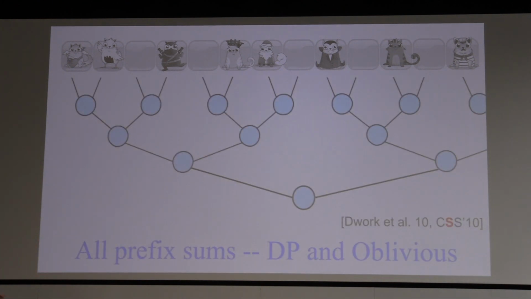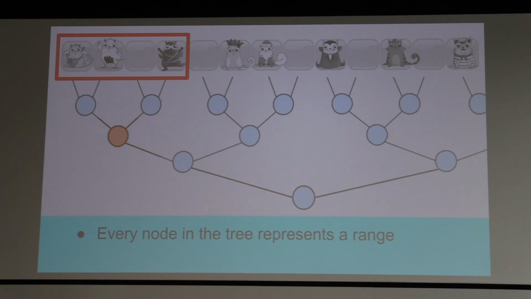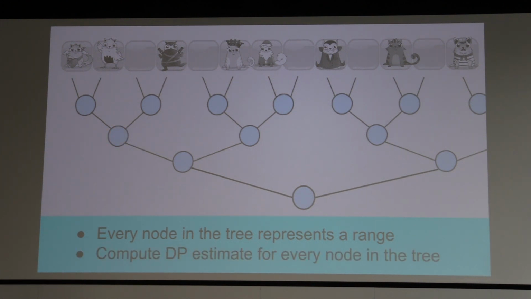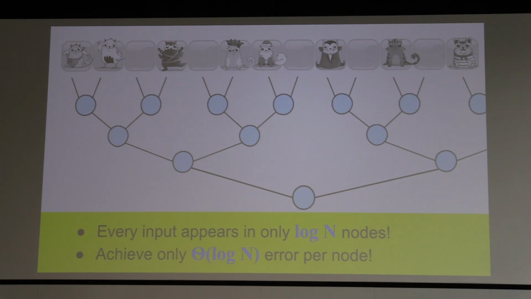So in this work, joint with Hubert Chan back in 2010, we have a different approach of doing this. And the idea is also very simple. We build a binary tree over the inputs. Now, every node in the tree, you should think of it as representing a range. Like in this case, the red node represents this red range. What I want to do is compute the DP estimate for every node in the tree, indicating, roughly speaking, how many kitties are in the subtree. And the nice thing here is that every input location appears only in logarithmically many nodes.